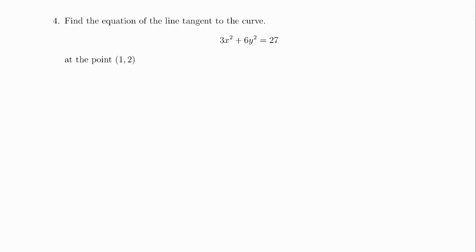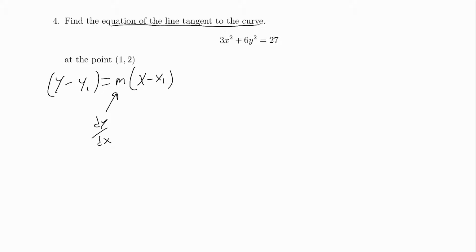All right. For number 4, we want to find the equation of the line tangent to the curve 3x squared plus 6y squared equals 27 at the point 1, 2. So if we are ever finding the equation of a line tangent to the curve, that tells us we're probably going to use point-slope form, and we're probably going to need a derivative. So point-slope form again, y minus y1 equals m times x minus x1. But the slope here, we're looking for the equation of a tangent line, so the slope is the derivative. So it's dy dx, or f prime of x, something along these lines.